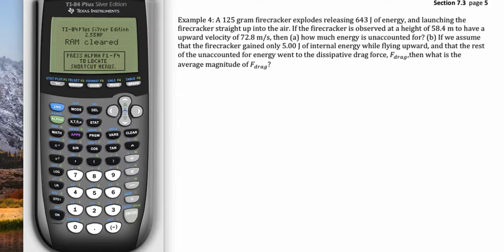All right, so we gained gravitational potential here, and we gained energy that was in the form of kinetic, right, at our second point. And then we need to find out how much energy is unaccounted for. Okay, so let's set up for part A before we talk about part B.